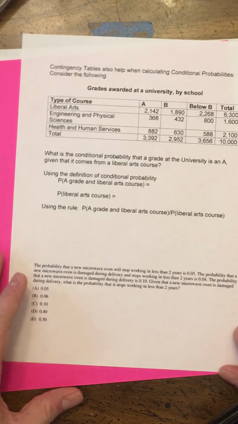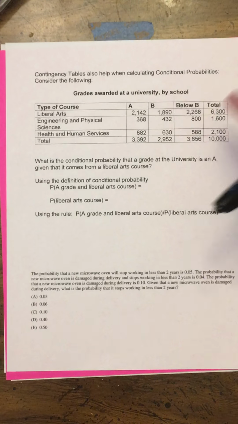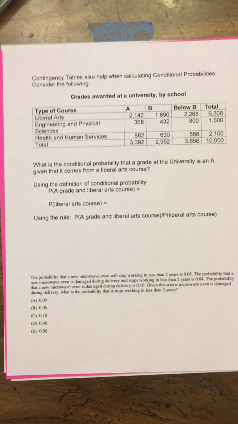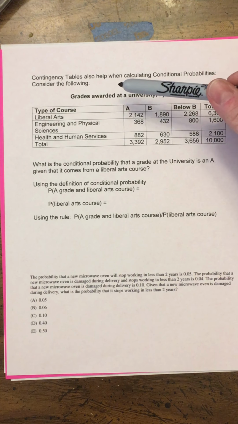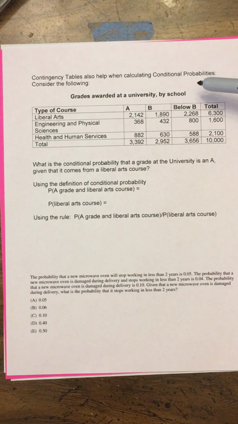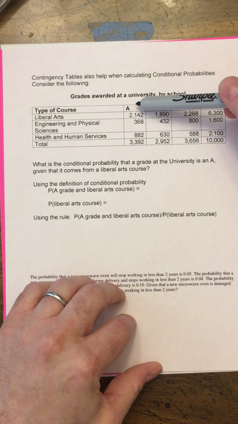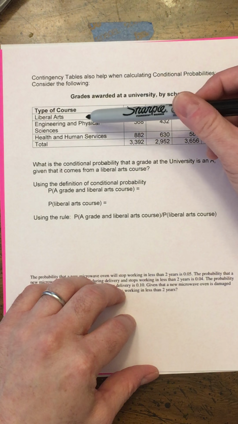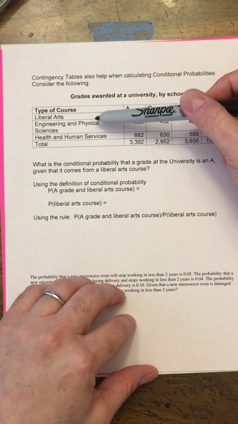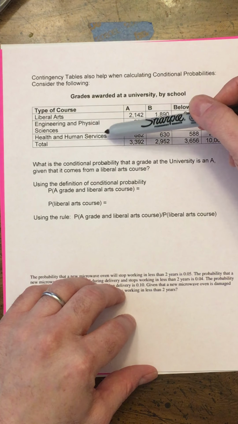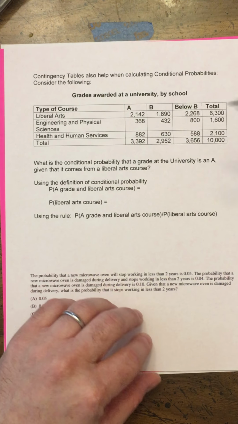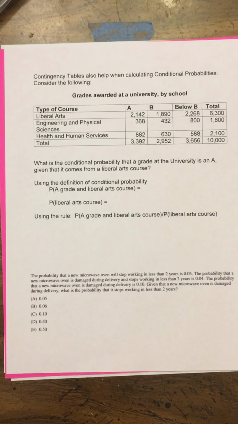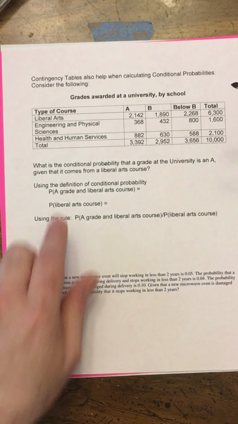It's clear. If we have a contingency table, it works out really nicely. Contingency tables also help when calculating conditional probabilities. Here's a contingency table for grades awarded at a university by school. We have the grade A, B, below B, and the total. We have the type of course taken: liberal arts, engineering and physical sciences, health and human services, and these are the totals, the marginal totals. So here we'll take a look, and it'll make the conditional probability a lot easier to see.